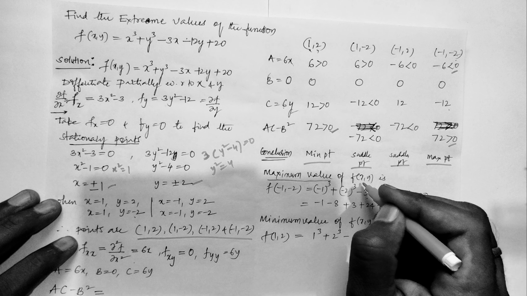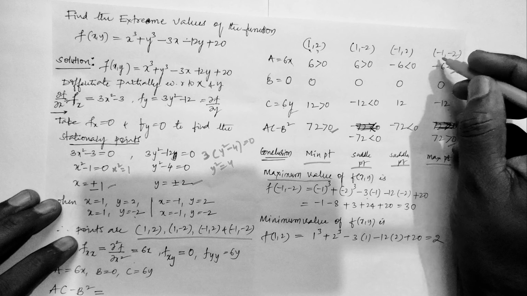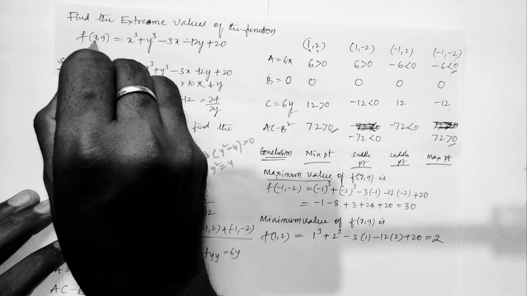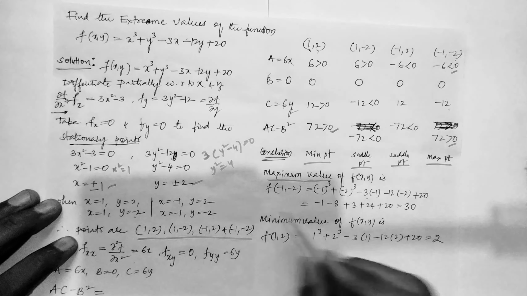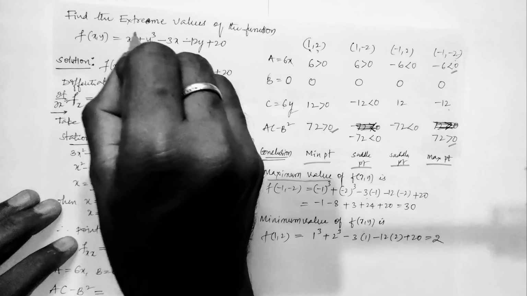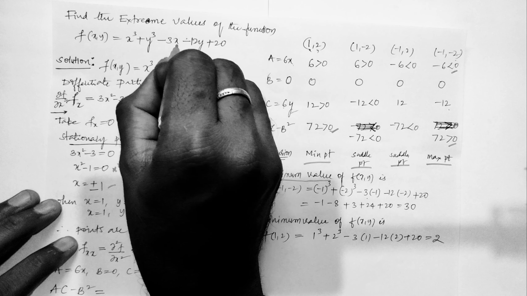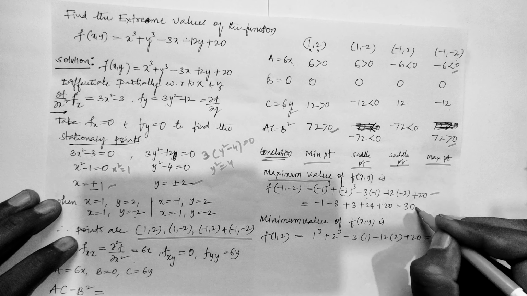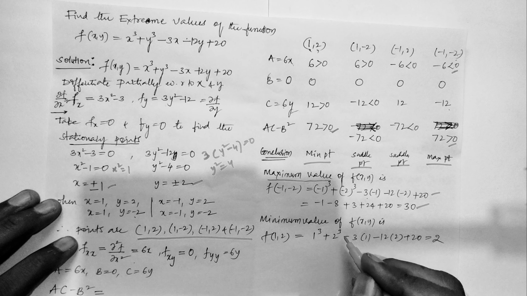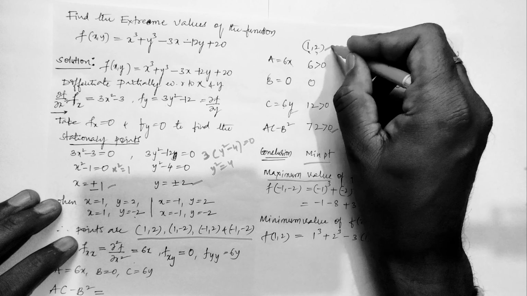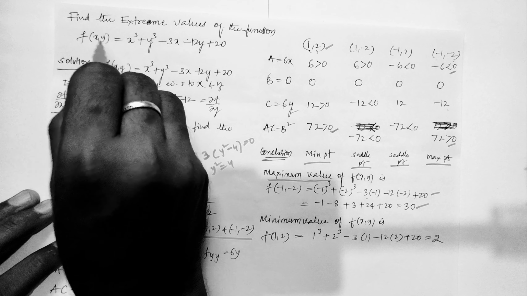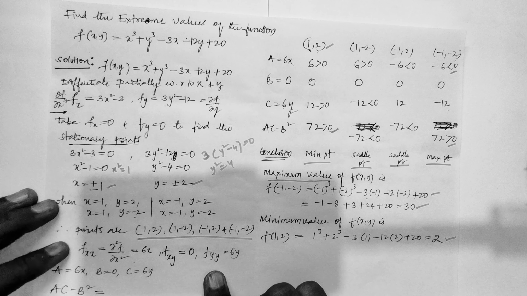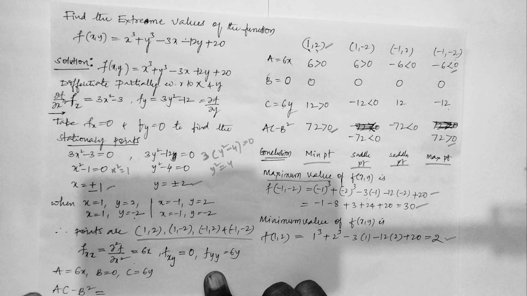Further, we have to find the maximum value. Maximum value is at minus 1 comma minus 2. So you can substitute in the function. X value is minus 1, y value is minus 2. This is minus 1 whole cube plus minus 2 whole cube minus 3 into minus 1 minus 12 into minus 2 plus 20. So you will get 30. Similarly, the minimum value of f of x comma y is at 1 comma 2. Substitute x equal to 1 and y equal to 2. You will get 2. So this is the way to find the maximum and minimum value of a function.